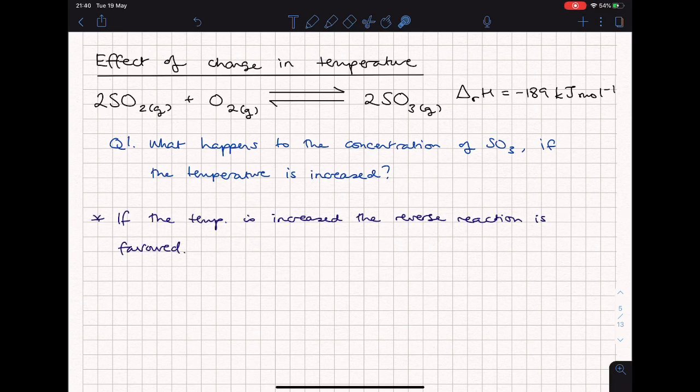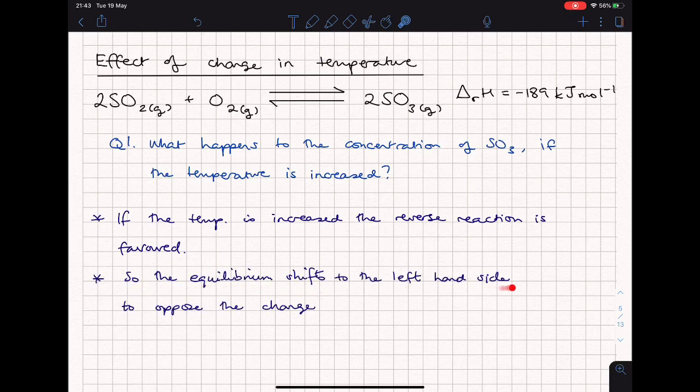So using the steps I talked about earlier, let's describe what happens to this reaction if I raise the temperature. So if we raise the temperature, the reverse reaction is favoured. So the equilibrium will shift to the left-hand side to oppose the change. And because we asked what happens to the concentration of sulfur trioxide, we will say, and the concentration of sulfur trioxide will decrease.